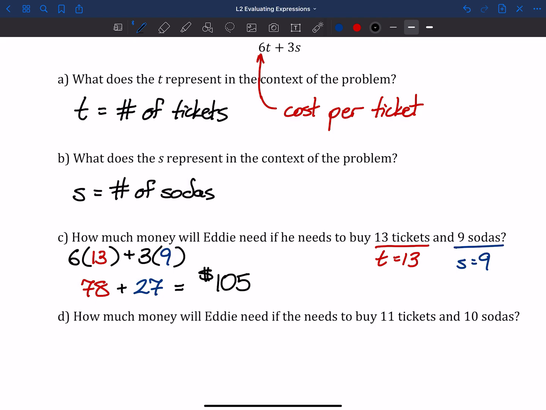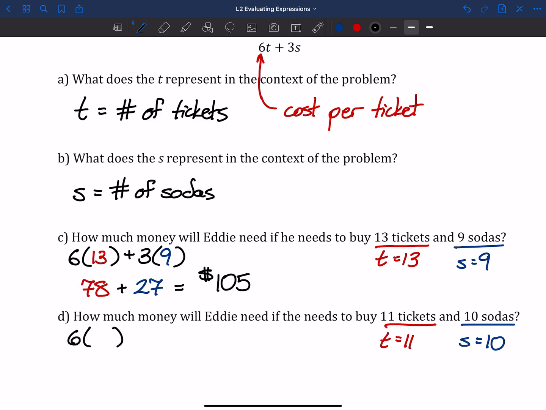Let's try another one out. Again, on this one, maybe pause and then unpause when you think you got it. Again, no harm in being wrong. So on this one, we're buying 11 tickets. So my T has changed to be 11. 10 sodas means that my S is now 10. Same kind of deal.